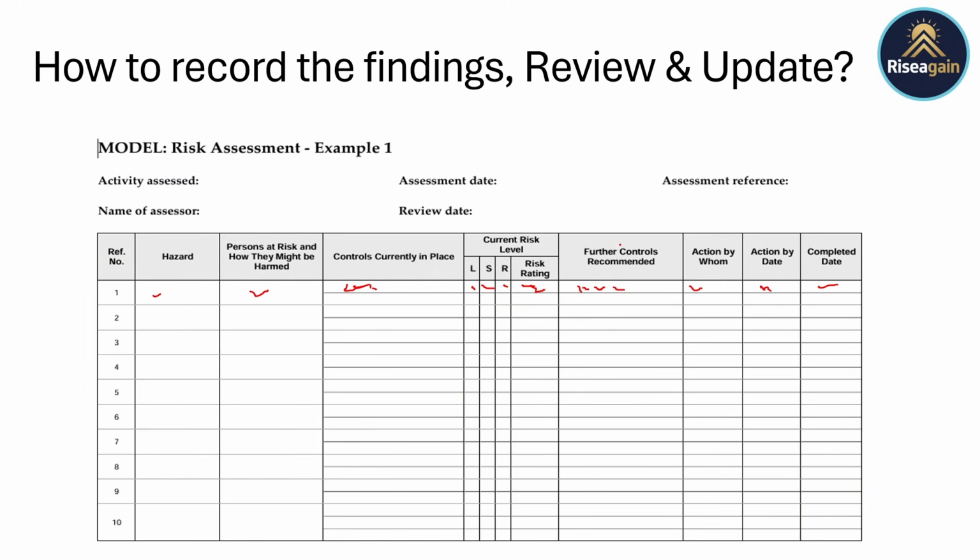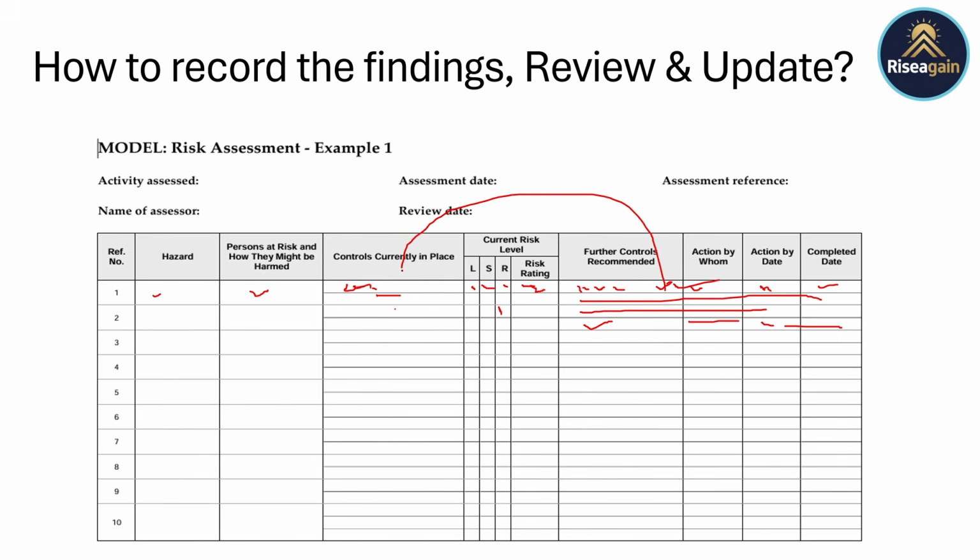And then you need to follow up and review: has the action plan been done, has the action been taken, and is the risk lower? If yes, very good. If not, again add additional control measures, again give the responsibilities, again give the timeline, and then consider it again. Whenever the recommended control measures have been applied in the workplace, you need to remove them from here and add them in the current control measures. That's how we review and update the risk assessment.